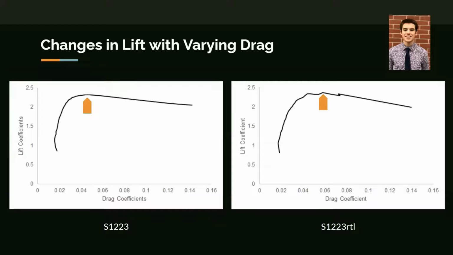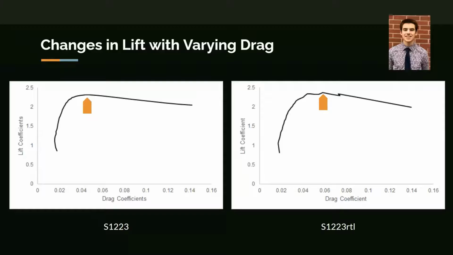This graph depicts how the lift coefficient of the airfoil changes as a result of changing drag coefficient. The ratio of these two values is often referred to as the lift-drag polar. We can observe that in both cases, the lift coefficient experiences a rapid linear increase as the drag coefficient increases until it reaches a maximum value. After this, the lift coefficient begins to slowly decline as drag increases.